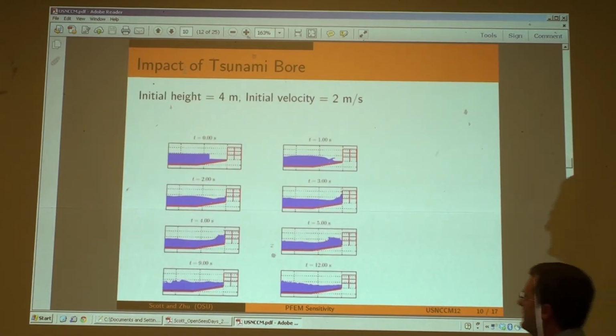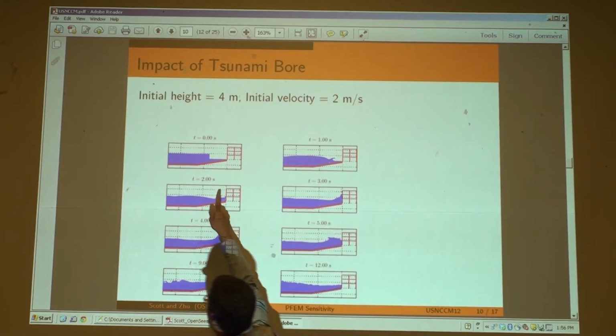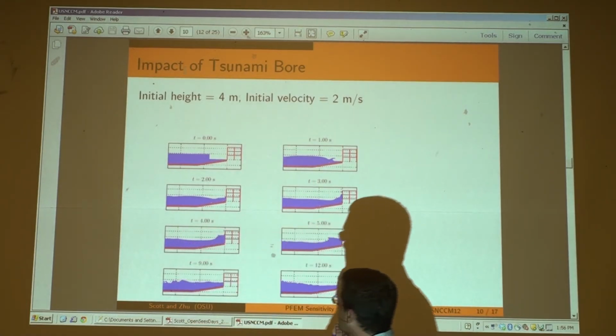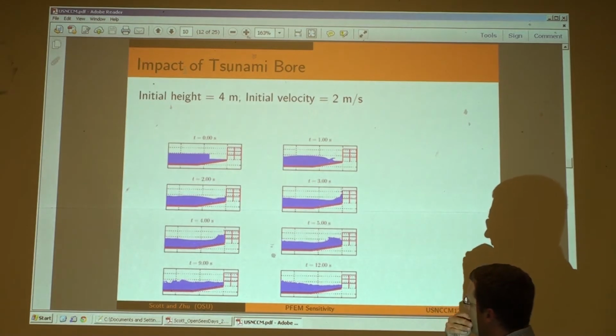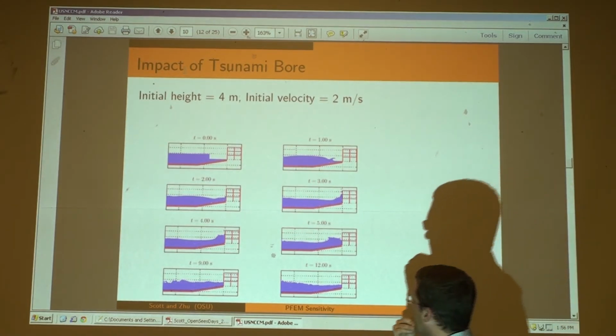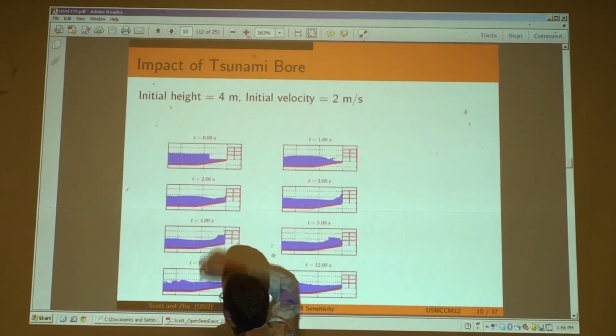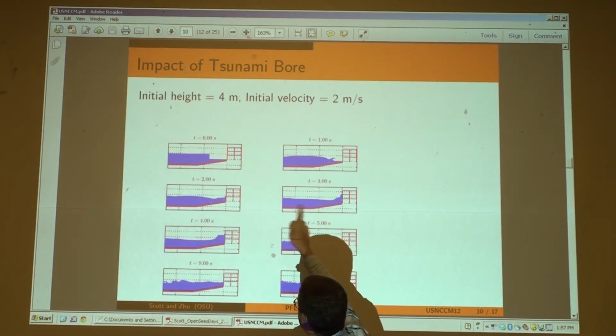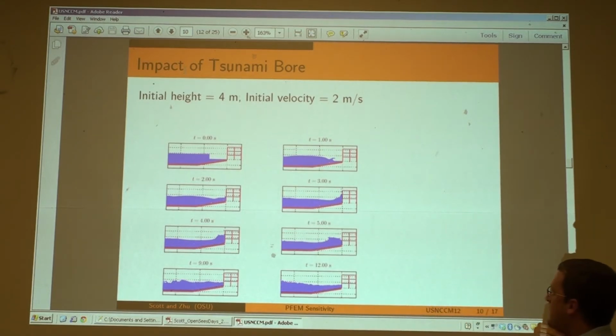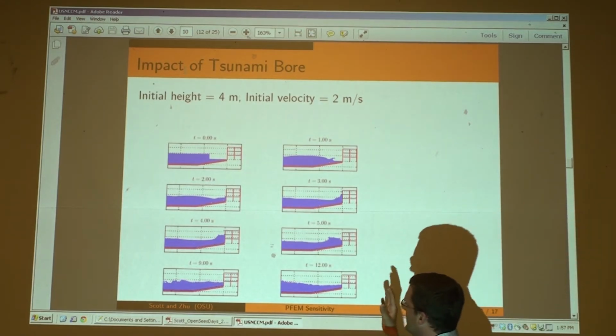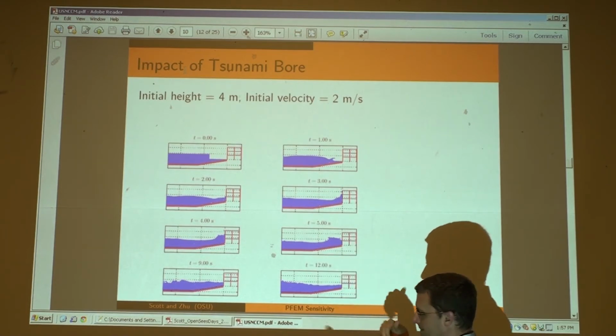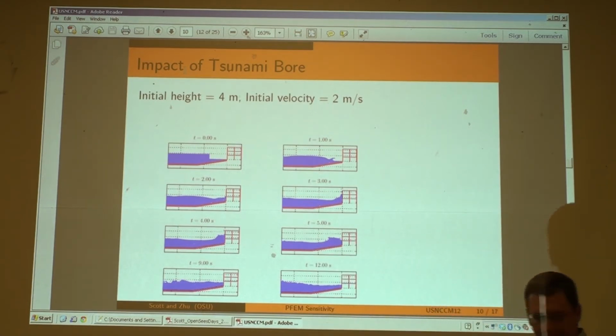If we look at this building being impacted by a tsunami bore, initial height 4 meters, which is about the height of the first story, velocity of 2 meters per second. And this is kind of the initial configuration, and then 1 second, 2, 3, 4, 5, 9, 12. We see it about between 2 and 5 seconds is when the water impacts the building. We would expect the largest displacements and forces in the building.